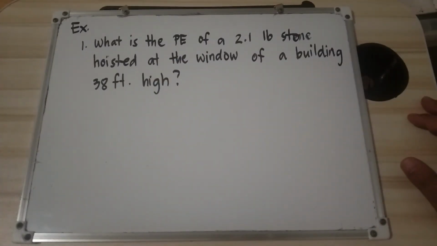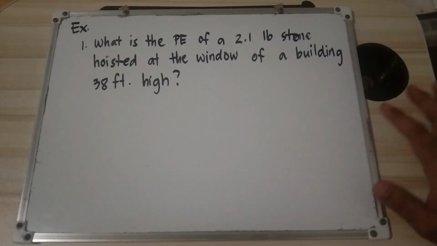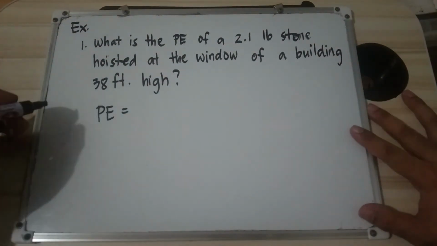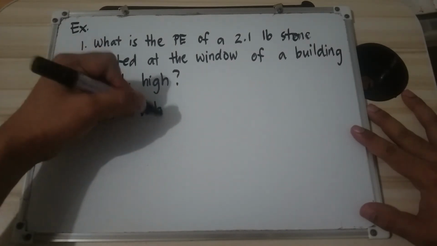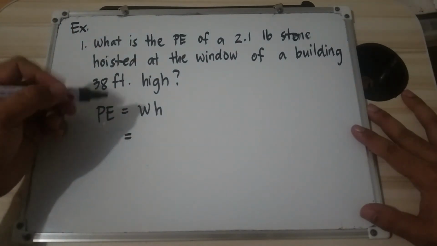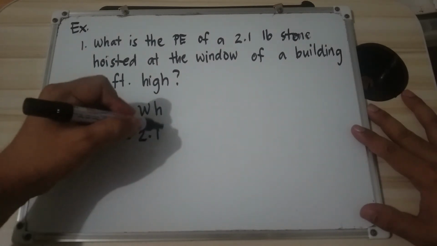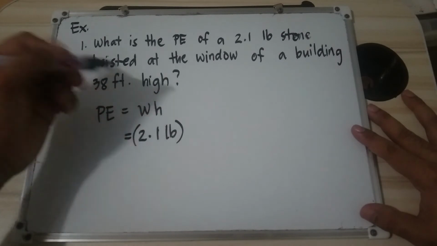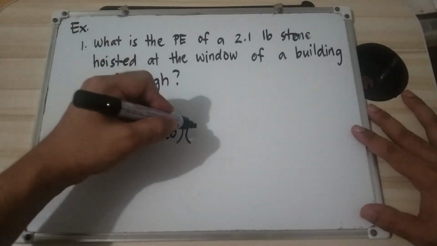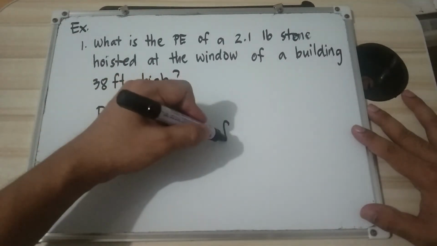What is the potential energy of a 2.1 pound stone hoisted at the window of a building 38 feet high? Solution, potential energy is equal to weight times height. Weight is 2.1 pounds. Height is 38 feet.